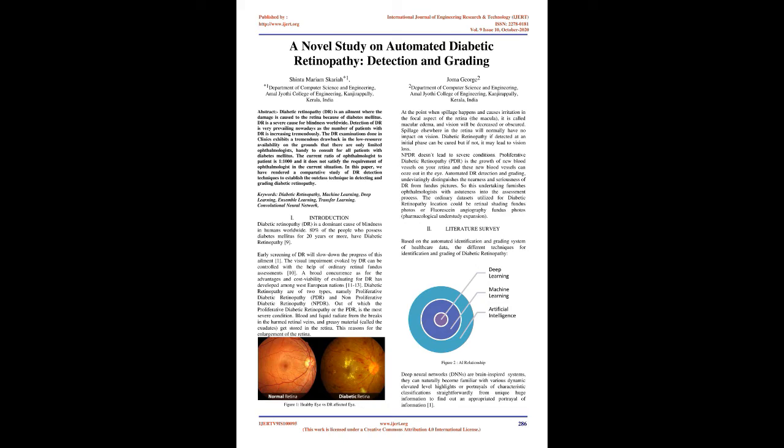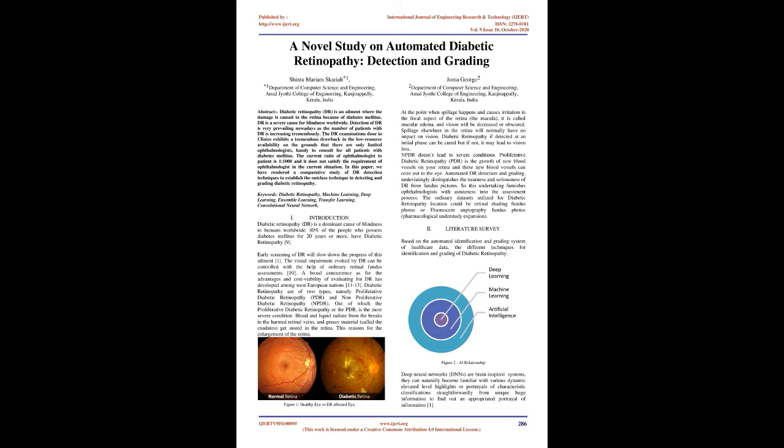Blood and liquid radiate from the breaks in the harmed retinal veins, and greasy material, called exudates, gets stored in the retina. This causes enlargement of the retina. At the point when leakage occurs and causes swelling in the central part of the retina, the macula, it is called macular edema, and vision will be decreased or obscured. Leakage elsewhere in the retina will normally have no impact on vision.